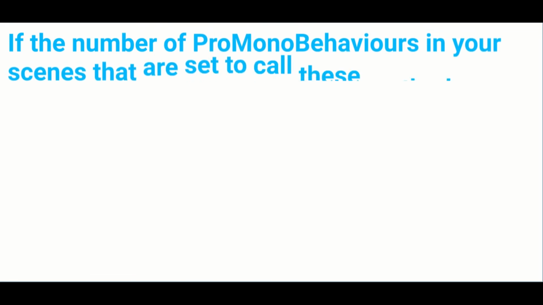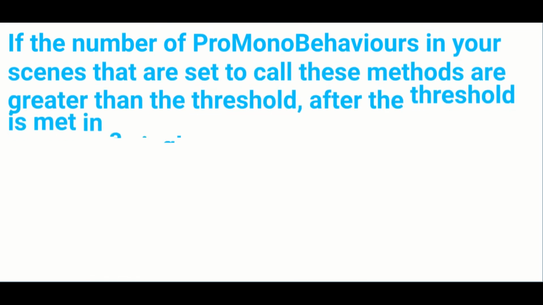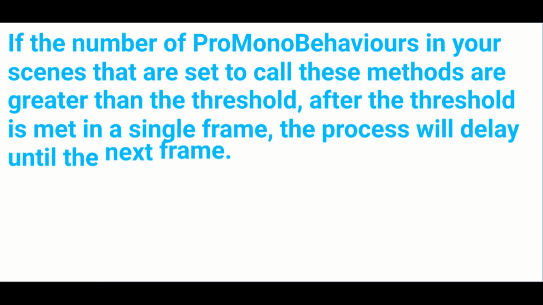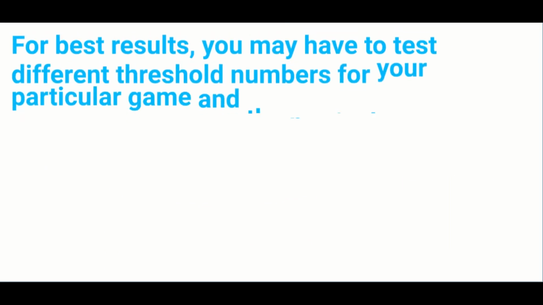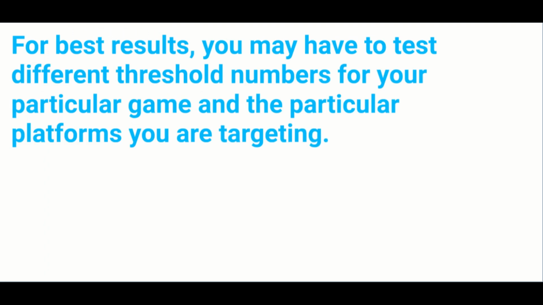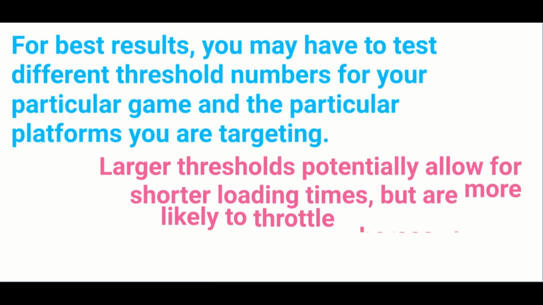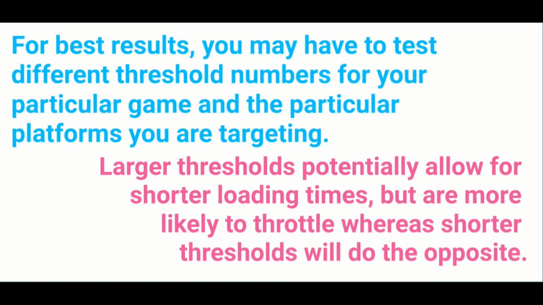If the number of ProMonoBehaviors in your scene that are set to call these methods is greater than the threshold, after the threshold is met in a single frame, the process will delay into the next frame. This will prevent the CPU and GPU of the computer from becoming overburdened. For best results, you may have to test different threshold numbers for your particular game and the particular platforms you are targeting. Larger thresholds potentially allow for shorter loading times, but are more likely to throttle, whereas smaller thresholds will do the opposite.